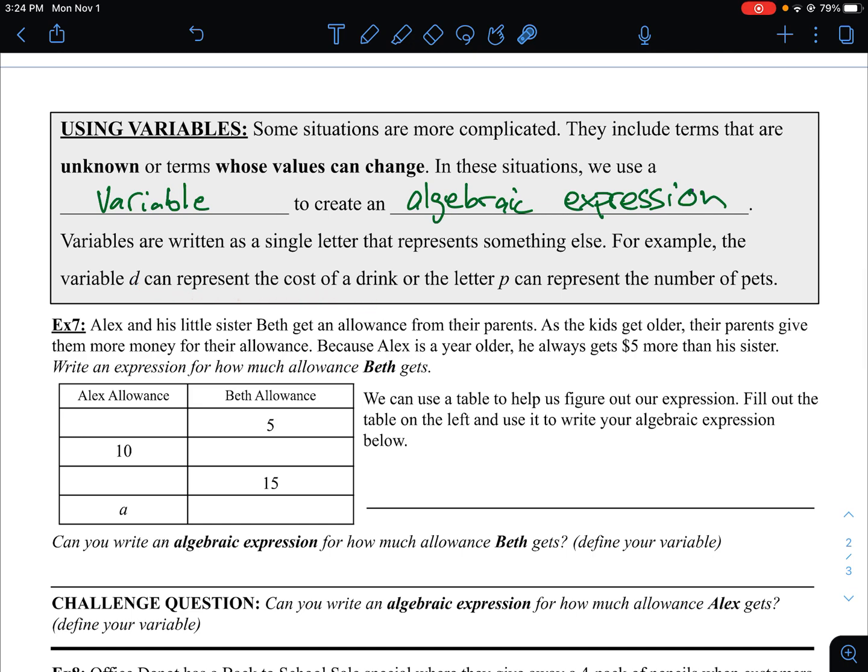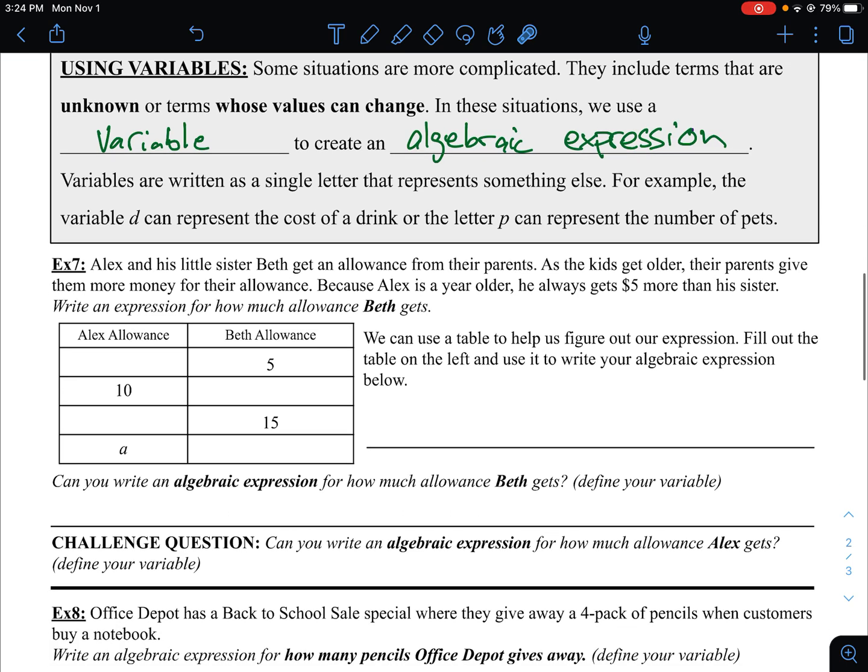They represent things. It doesn't matter what letter you use. You can use X to represent the cost of a drink, or Y to represent the cost of a drink, or you could have even used P to represent the cost of a drink. It doesn't really matter what letter you choose. You just need to know that it represents an unknown value, and it represents something in the story.